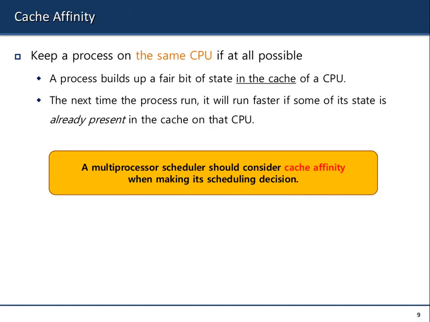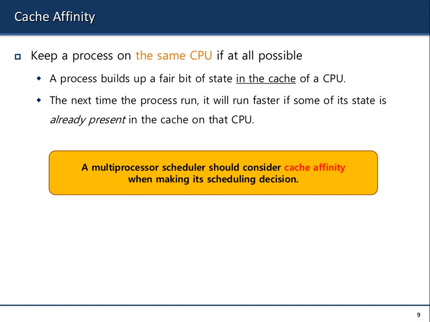So the next time the process runs, it will run faster if some of its state is already present in the cache on that CPU. For example, if your hello world program has terminated and your L1 cache is large, then when you run it again, it will probably start up faster. Did you get that idea?